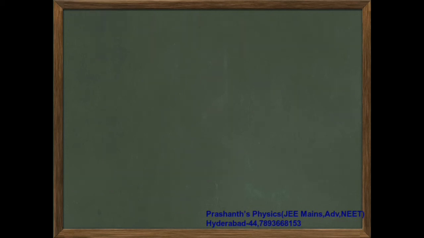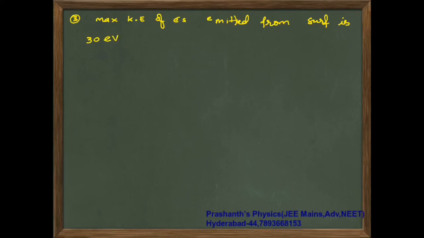Your next question is the third one. The max KE of electrons emitted from a surface is 30 electron volt when light of wavelength lambda falls on it. You will have easy equations like this only. I told you, stick to only the photoelectric effect equation and your job is done.